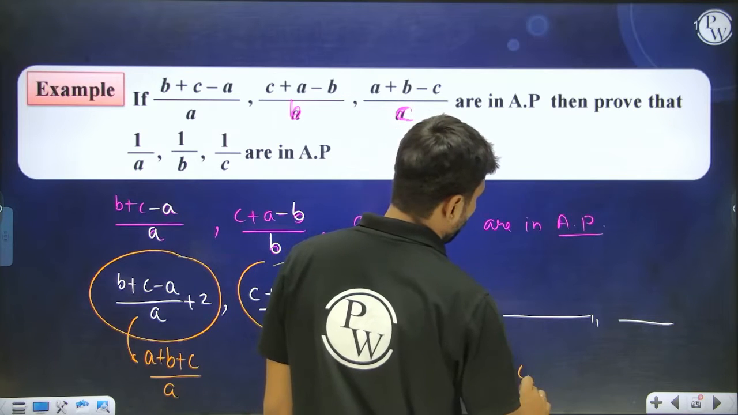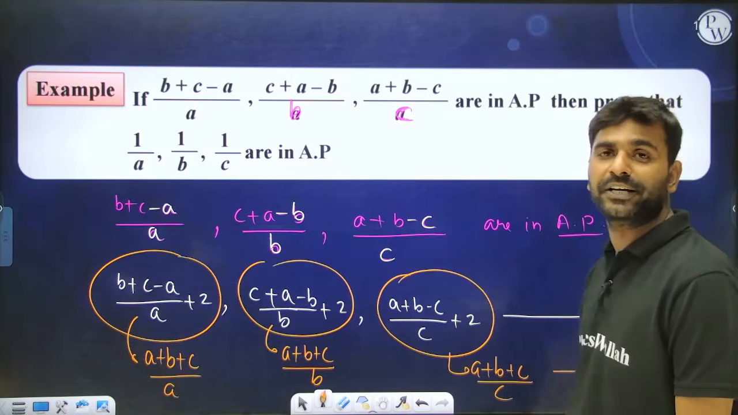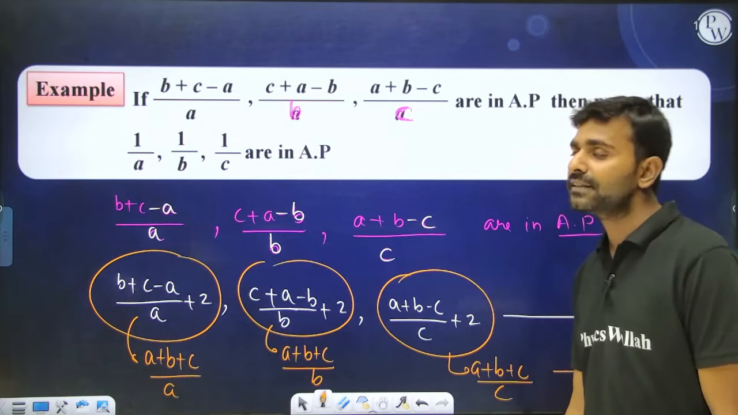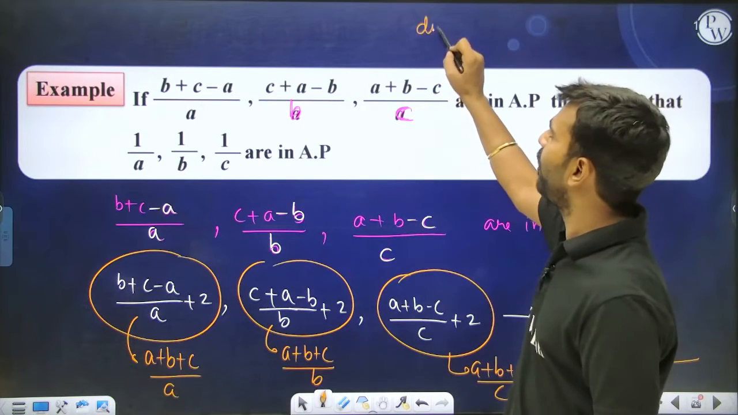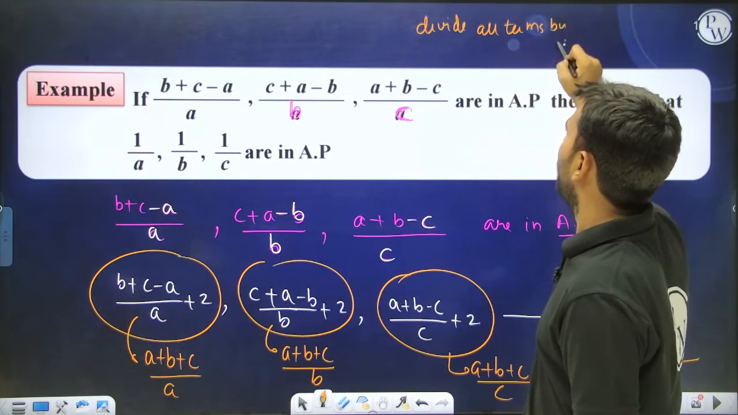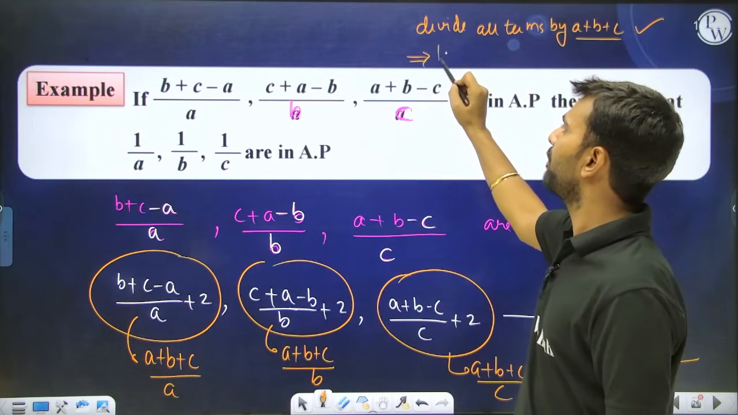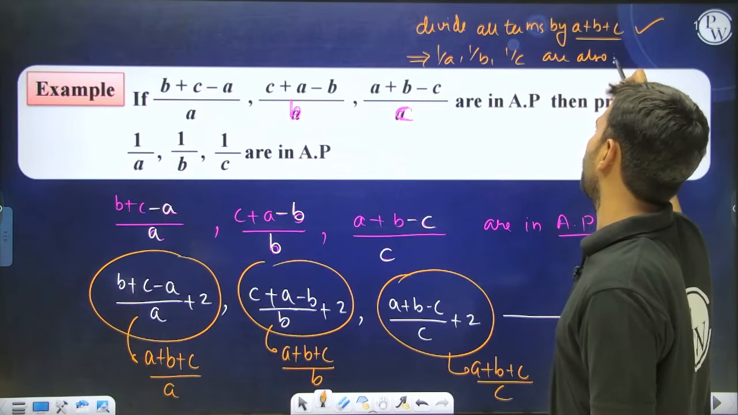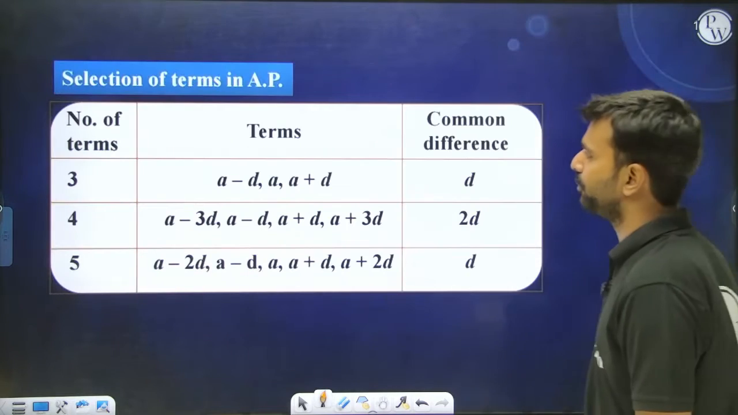Yes or no? Okay, now these are also in an AP only, and now if I divide each and every term by A plus B plus C, then also is it going to remain in AP only? Yes or no? So accordingly, divide all terms by A plus B plus C, it is still going to remain in AP only. Therefore 1 by A, 1 by B, 1 by C, they are also in an AP only, hence proved. Anyone is having any confusion in this? There should be none. Alright.